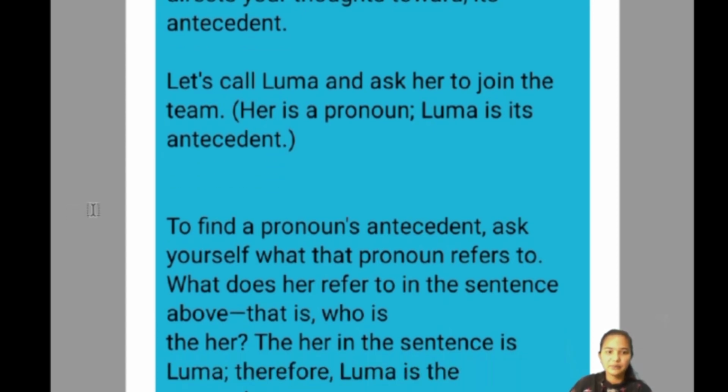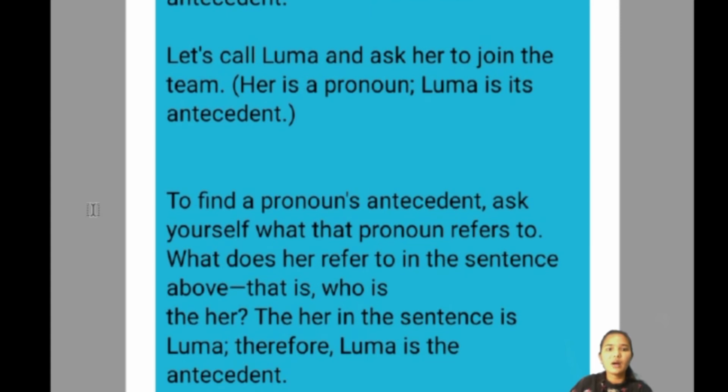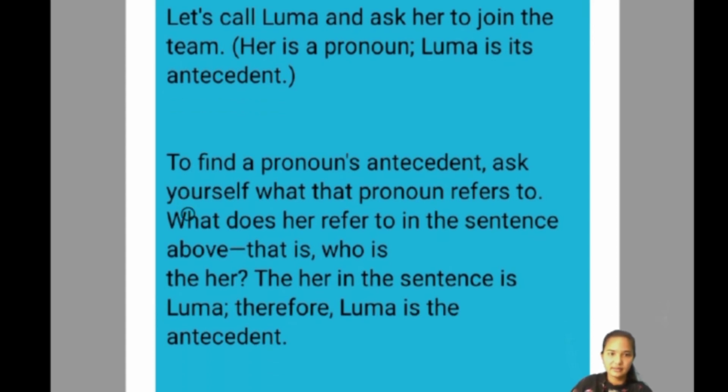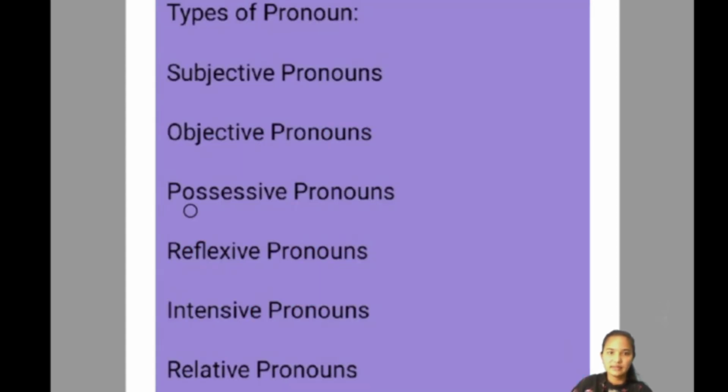Now to find a pronoun's antecedent, ask yourself what the pronoun refers to. Whatever the pronoun refers to will be the antecedent. What does her refer to in the sentence above? That is, who is the her? That is Luma. So that was the concept of antecedent.